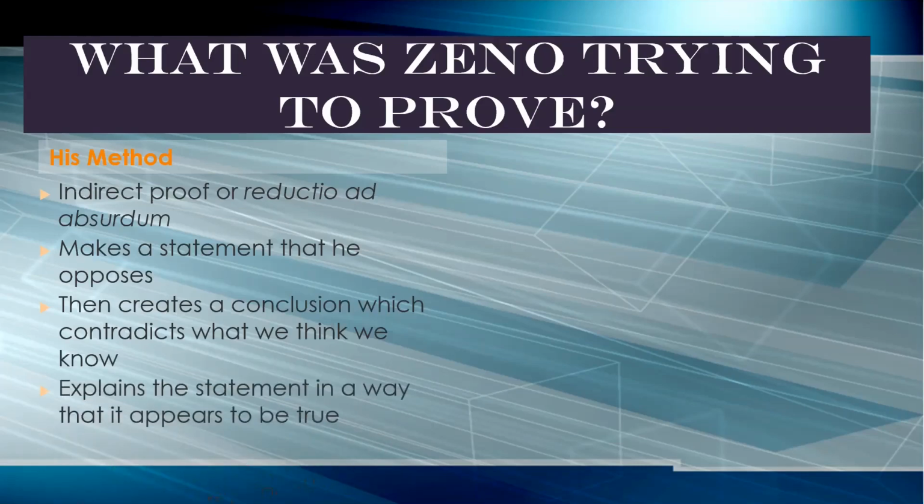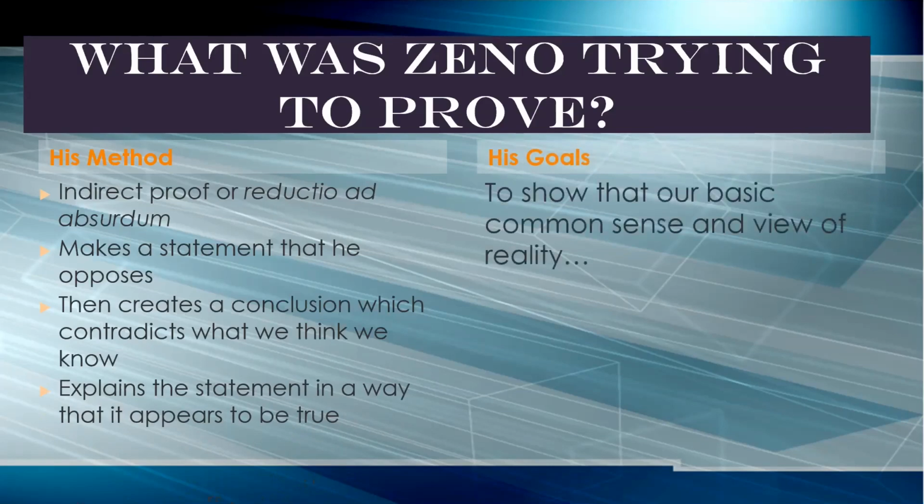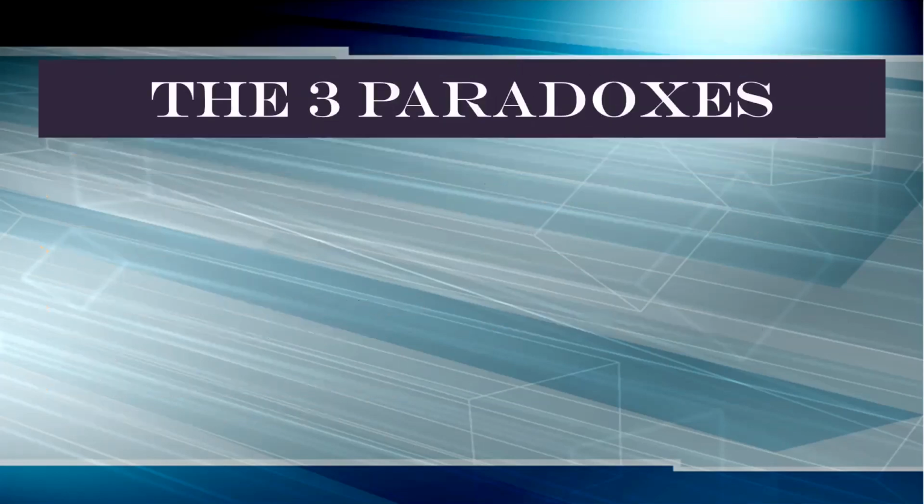And so that's why it's so clever and so fun, because it's really a thinking exercise, a kind of brain teaser to make you question the way you think about things. And so Zeno's actual goals include showing us that our basic common sense and view of reality is absurd sometimes, which is just really clever. He's laughing at us a little bit and making us really question a lot of the way in which we think about things. So, without further ado, Zeno's 3 paradoxes.